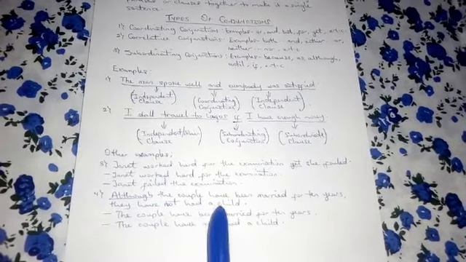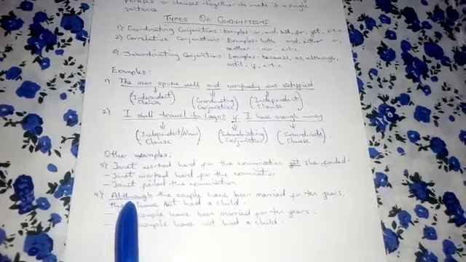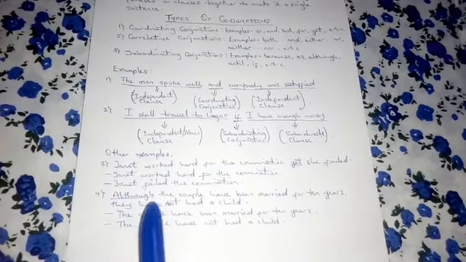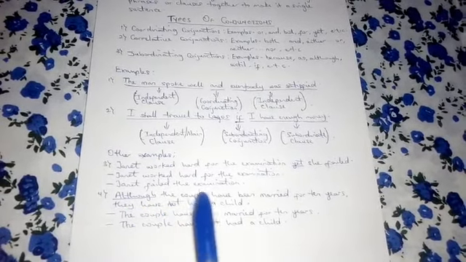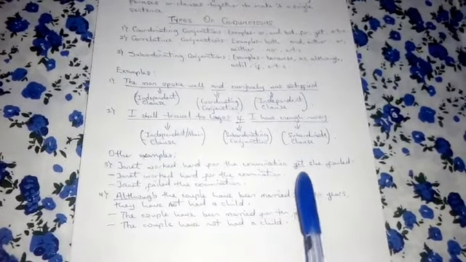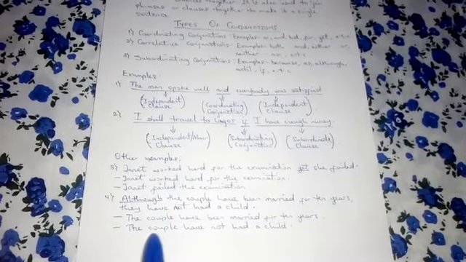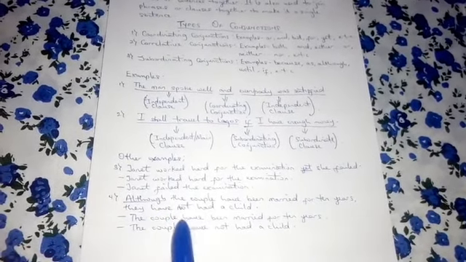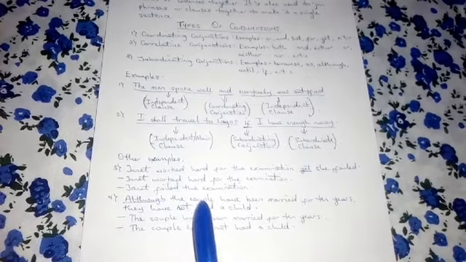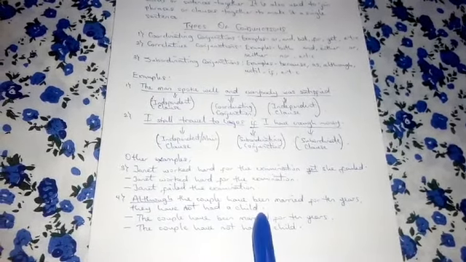You'd see that the conjunction here is used at the beginning of the sentence. That is to tell you that conjunctions might not always be at the middle or end of the sentence. It can also be at the beginning of a sentence. Although the couple have been married for 10 years, they have not had a child.